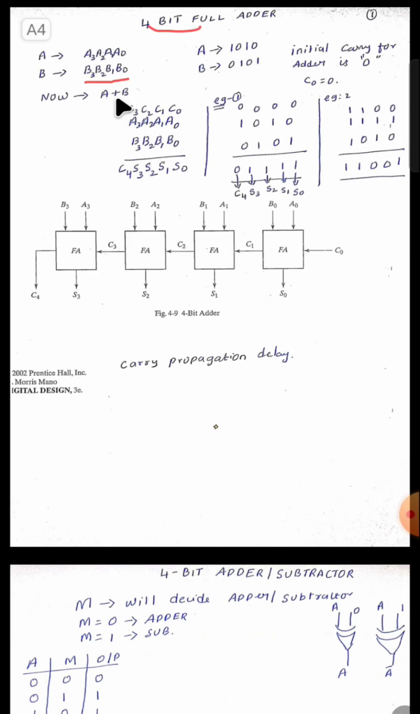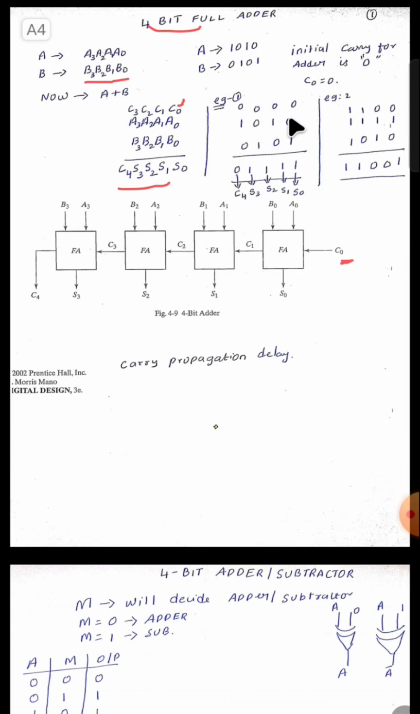So when I put A plus B, I'll have A0, B0. Every time if I say it is an adder, my C0 will be 0. Please remember, every time my C0, the initial carry, will be 0 for an adder. Apart from that, everything is the usual addition that we do.